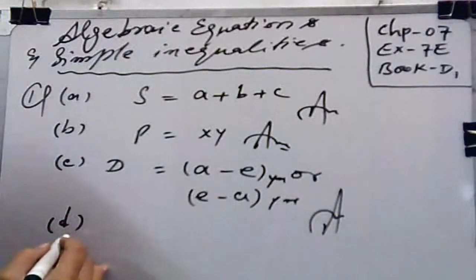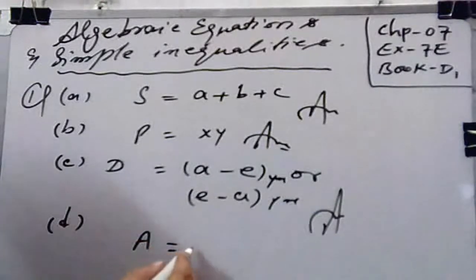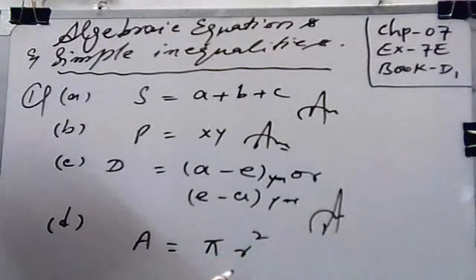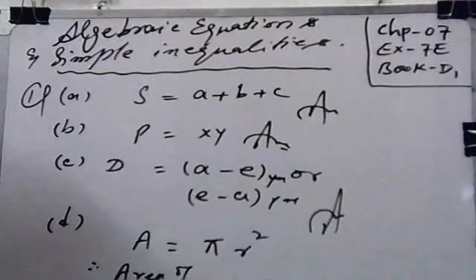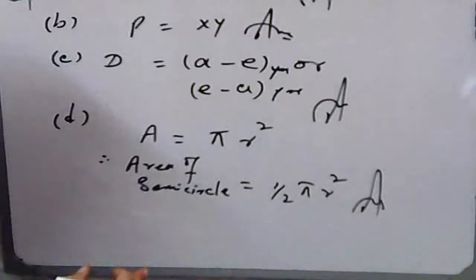Now coming to the D part, the area of a semicircle whose radius is R. The area of a circle A is equal to pi r square, where R is your radius. So for the area of a semicircle, you should divide by 2, very simple. The area of a semicircle is equal to 1 by 2 pi r square. So that is your result.